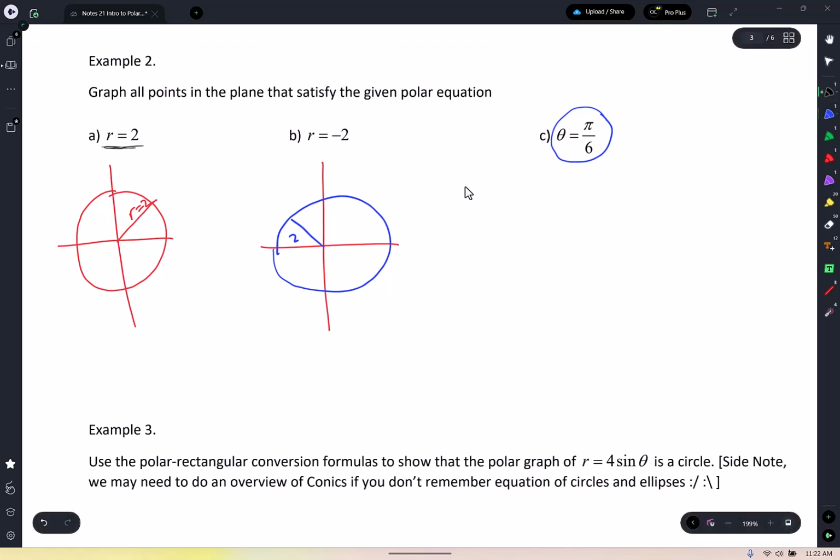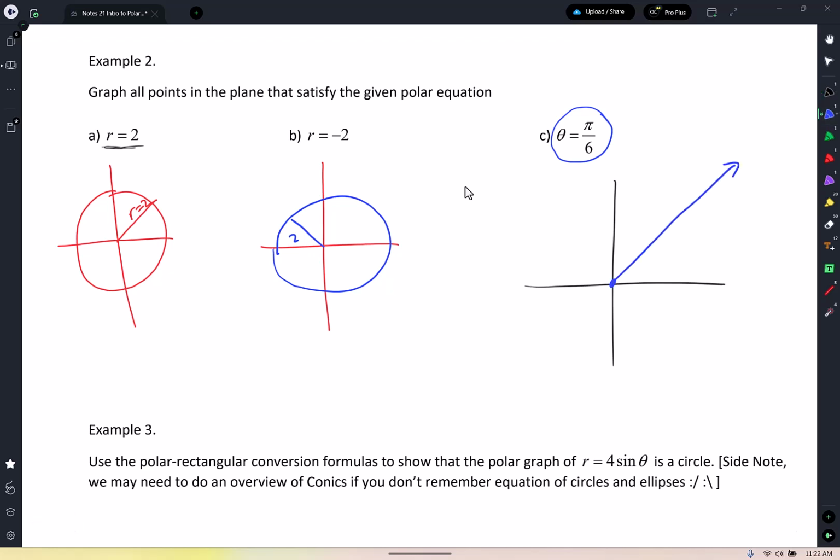So here's my grid. If r is positive, I'm going to color code this. If r is positive, you get this line. That's how you say r is positive. And if r is negative, you get this line. That's how you say negative. If they don't tell you any r, it's just a line. Where this angle right here, what angle? This angle, where that angle is pi over 6.